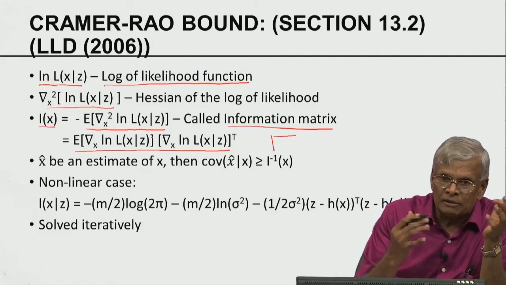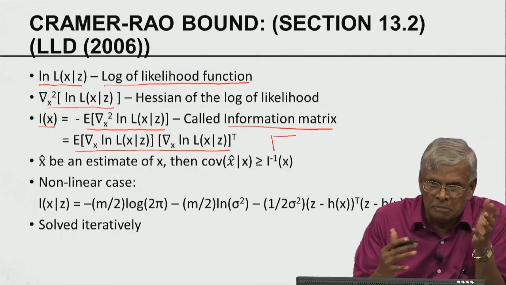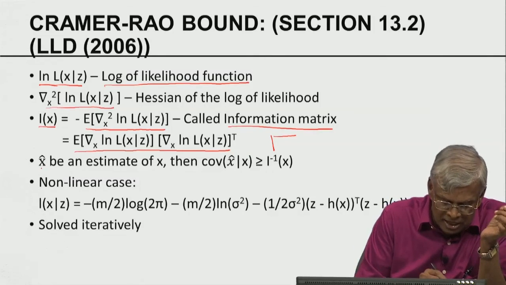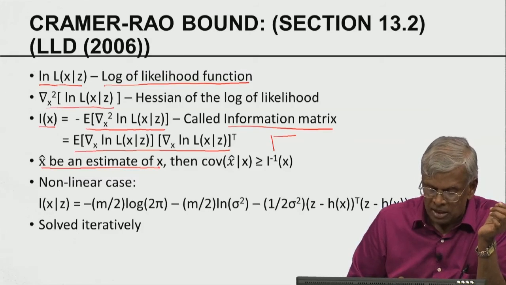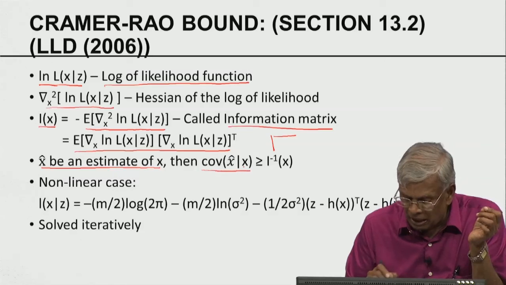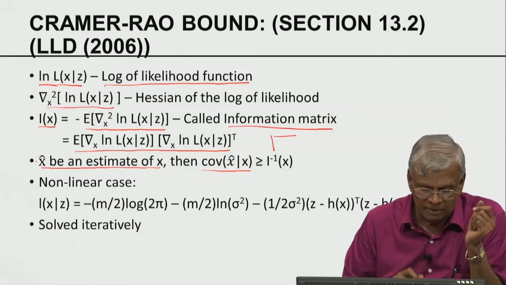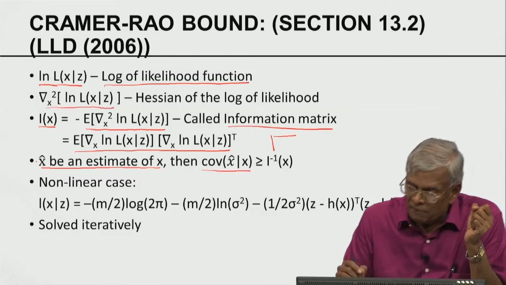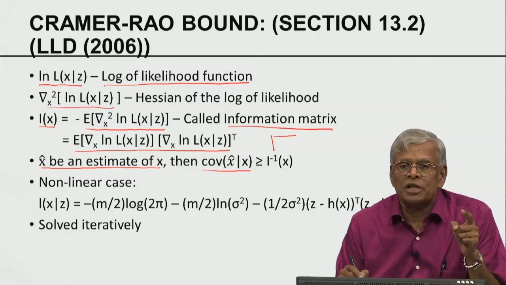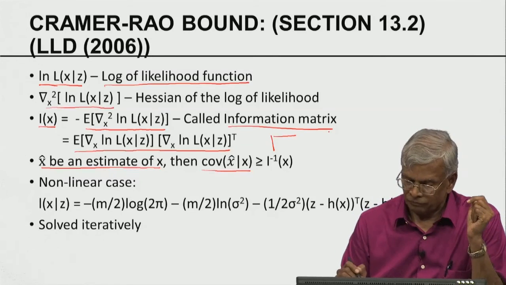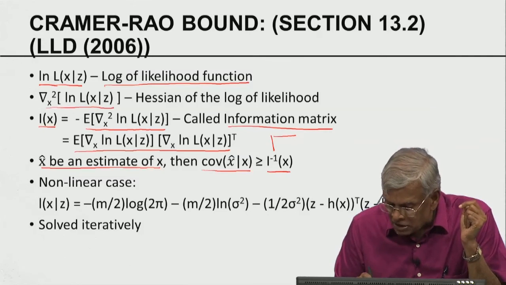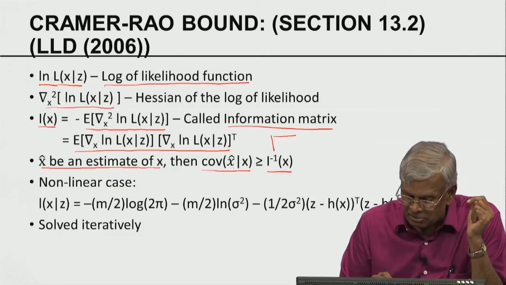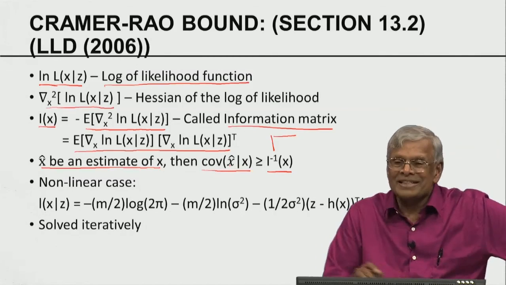So what is the fundamental result? Again, there is a ton of theory that goes with it, but I want to expose you to some of the existing results. Let x hat be an estimate of x, then the covariance. So if x hat is any other estimate, and I have a maximum likelihood estimate, what is the information matrix? The information matrix is the reciprocal of the covariance matrix. So the inverse of the information matrix is on the right hand side, and on the left is the covariance of any estimate. So what does this inequality say?